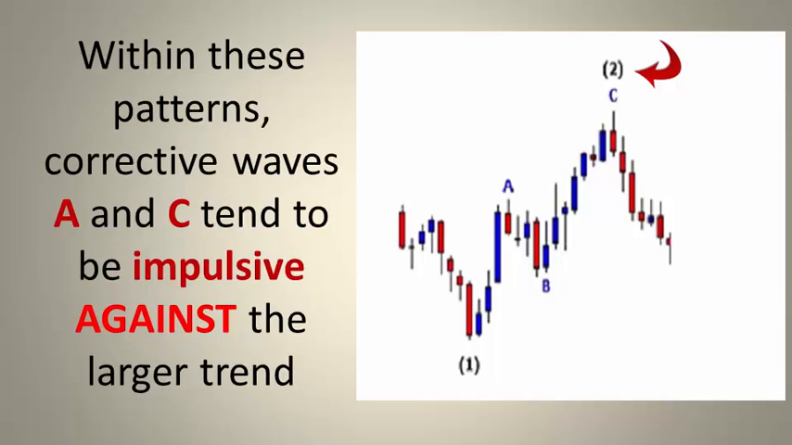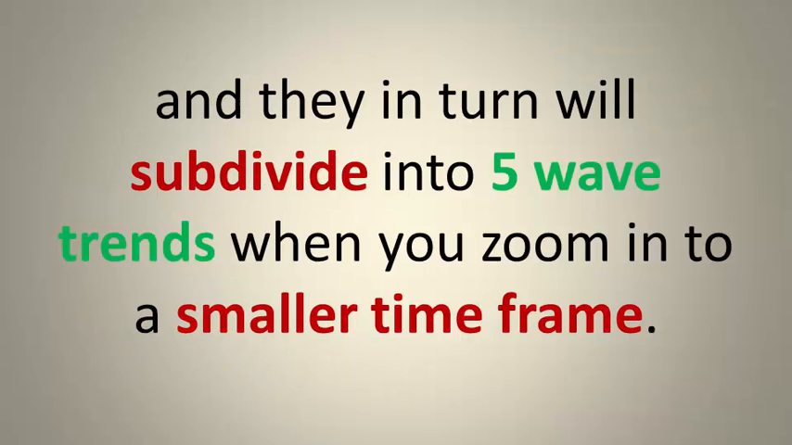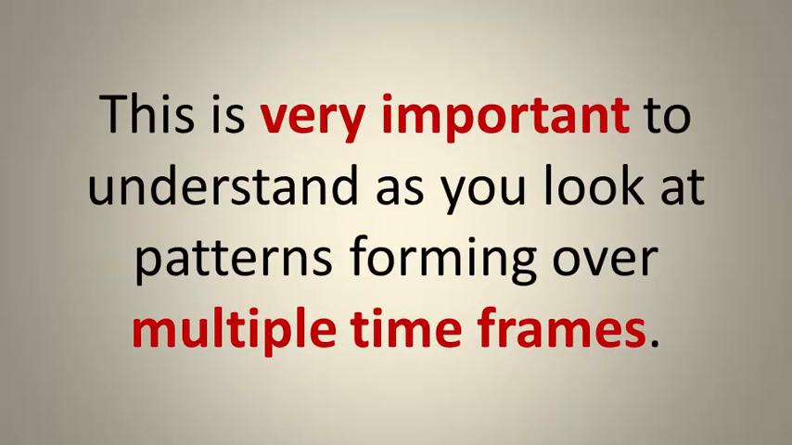Within these patterns, corrective waves A and C tend to be impulsive against the larger trend, and they in turn will subdivide into 5 wave trends when you zoom into a smaller time frame. This is very important to understand as you look at patterns forming over multiple time frames.